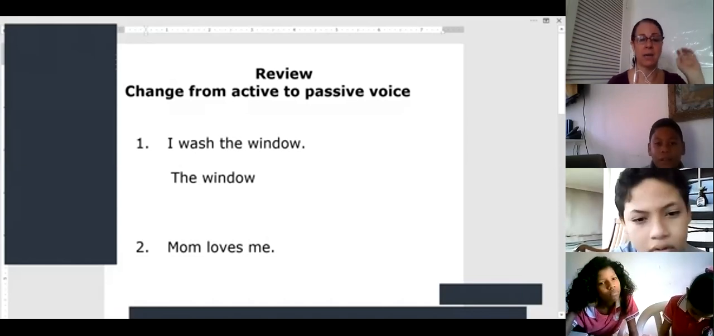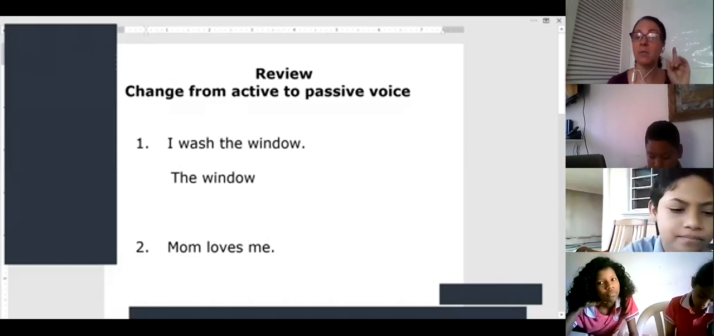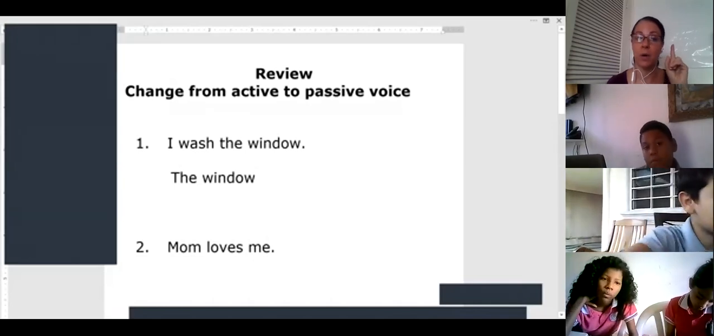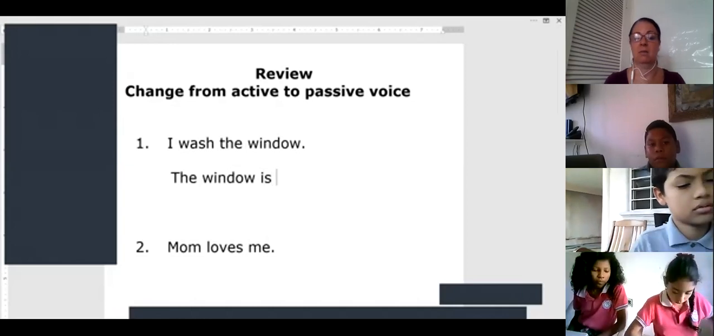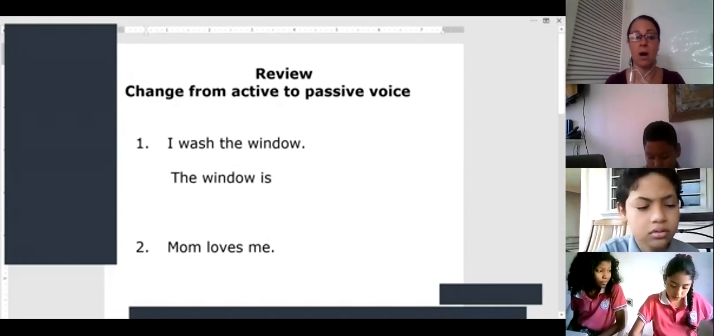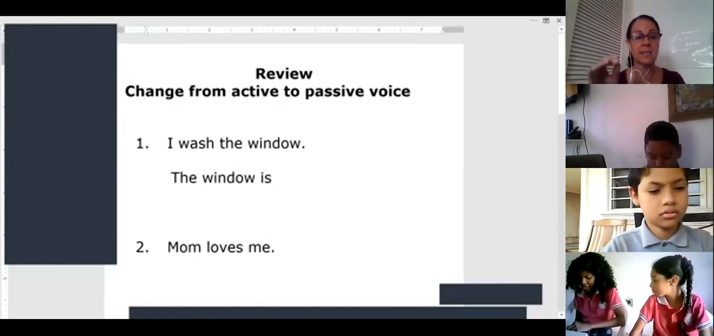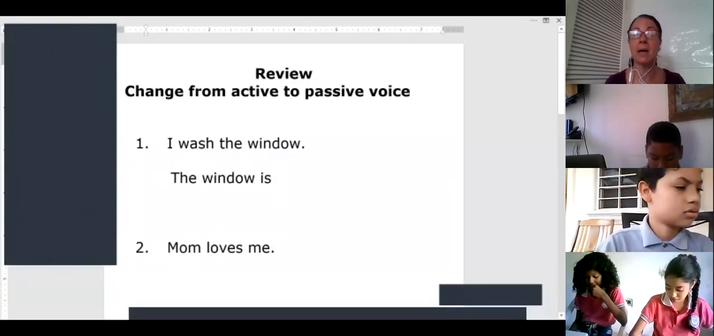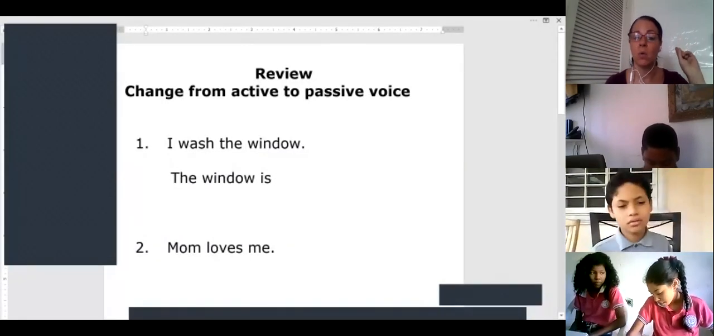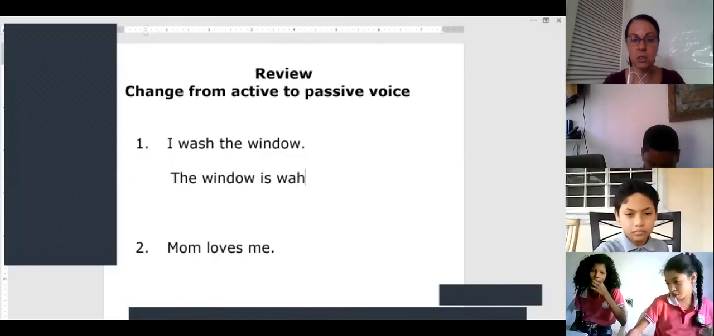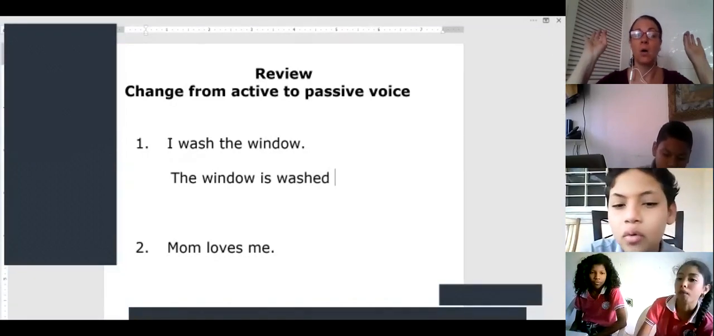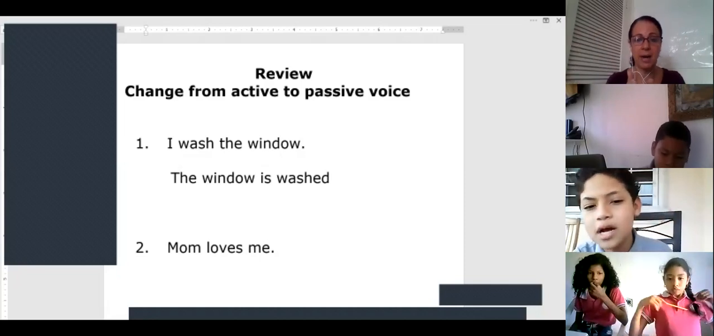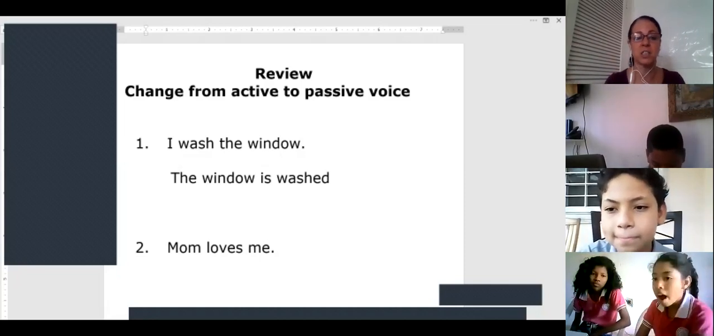Un momento. ¿Qué viene ahora? El verbo, falta el verbo to be. Recuerden, el verbo to be. Tiene que venir is, are, am, cualquiera de estas, was or were. ¿Qué viene ahora? It. Ajá, is washed. Porque I.